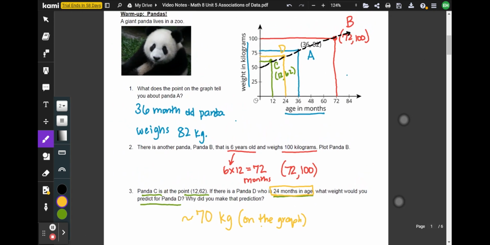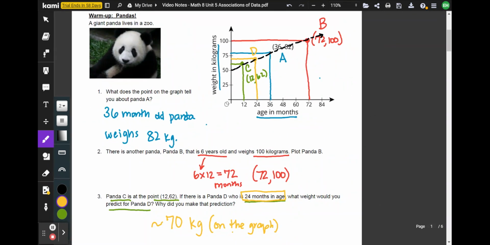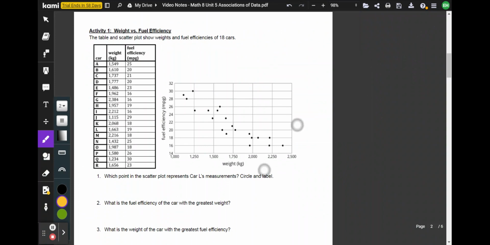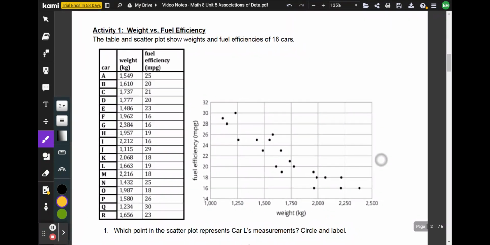So let's recap what we did. The first thing we did was we interpreted Panda A. Then we plotted Panda B. C we put on the graph to help us determine where Panda D should fall. And we put Panda D where the yellow point is, around 24 months and 70 kilograms. All right. That's activity 1. So now let's move on to activity 2.